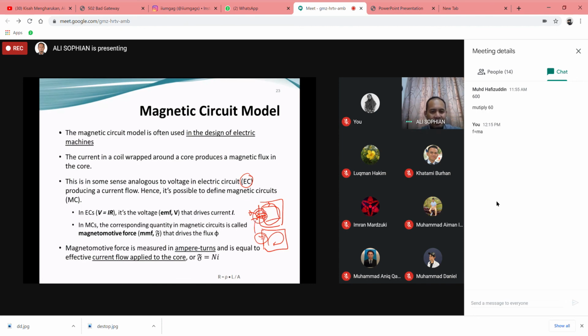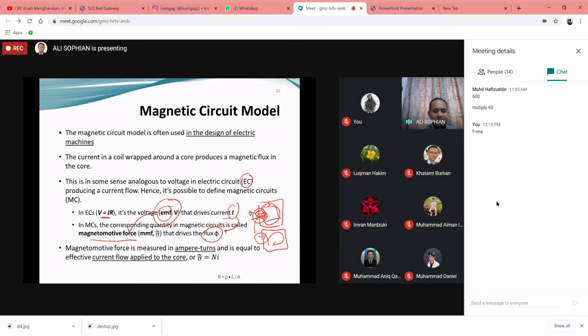Okay, so in electrical circuits, we have Ohm's law, V equals IR. V is the voltage or EMF that drives current I. And very similarly, in magnetic circuits, the corresponding quantity is called MMF, that drives flux. So this is related to this, and the current related to the flux. So a very similar model.